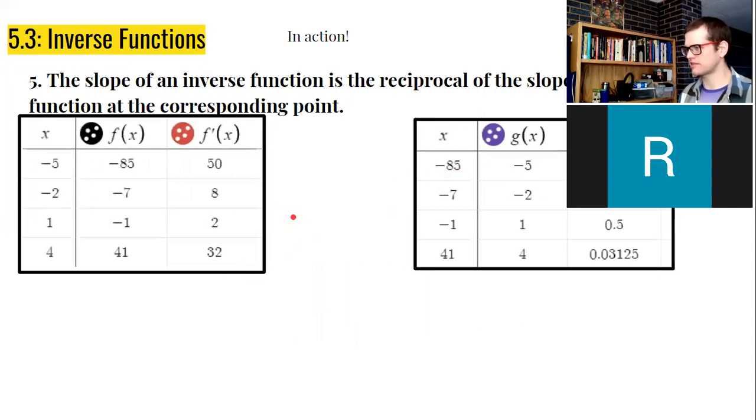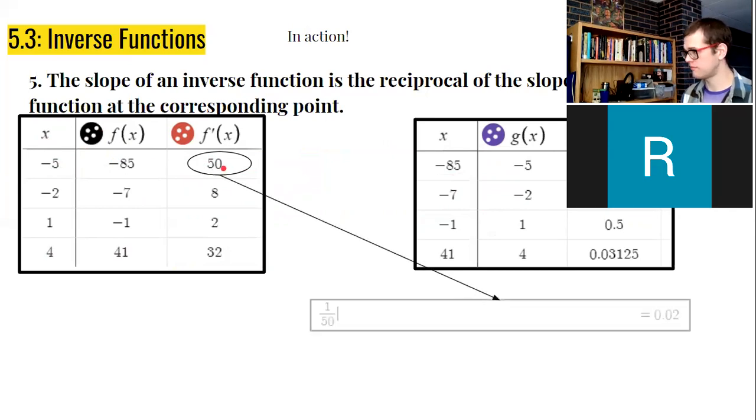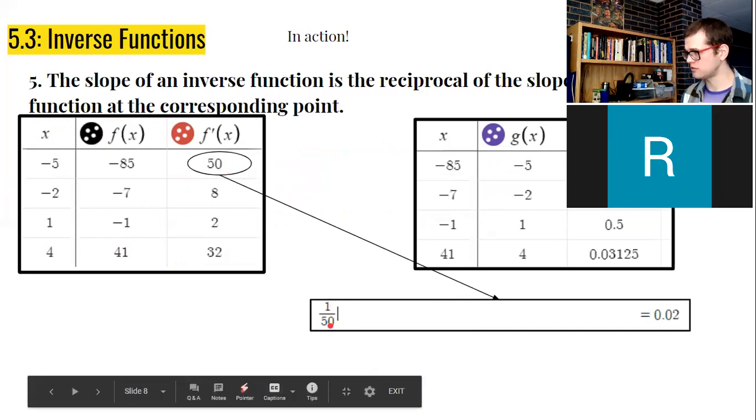So here's just an example I have. So what I did, here's f prime, here's g prime. f and g are inverses, right? -5, -85, -85, -5, -2, -7, -7, -2, 1, -1, so on. So right here, I'm going to look at the f prime of -5. f prime of -5 is 50. 1 over 50 is 0.02.